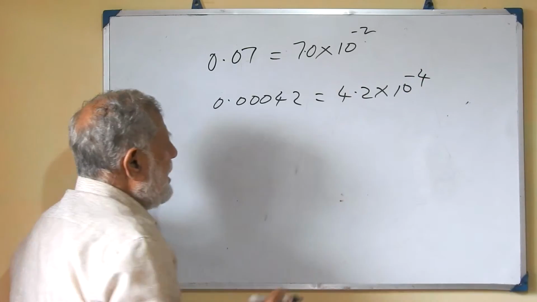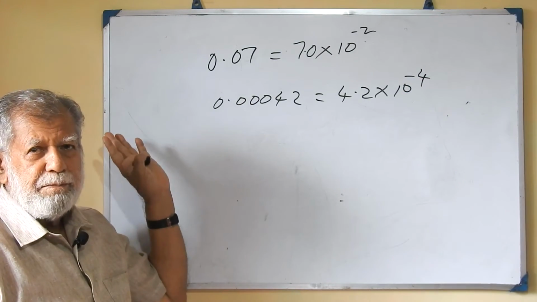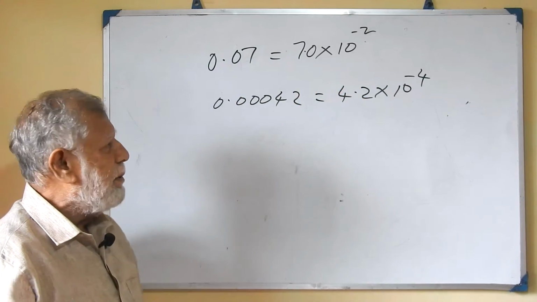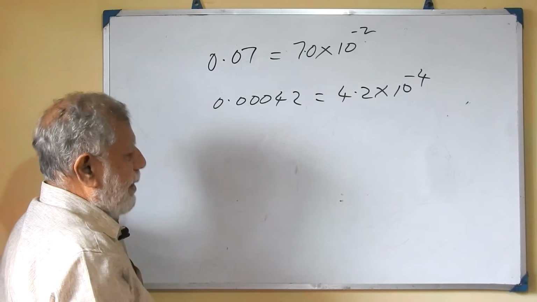Why do we put minus? Because we come backwards to the left hand side. When we go to the right hand side, what we did in the earlier sums, we put positive 5. So here, we are coming backwards, so it is 10 to the power of minus 4.